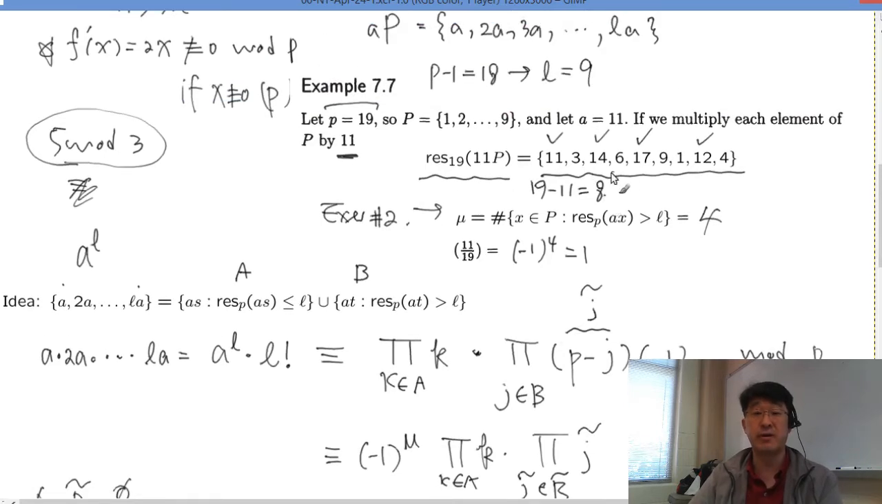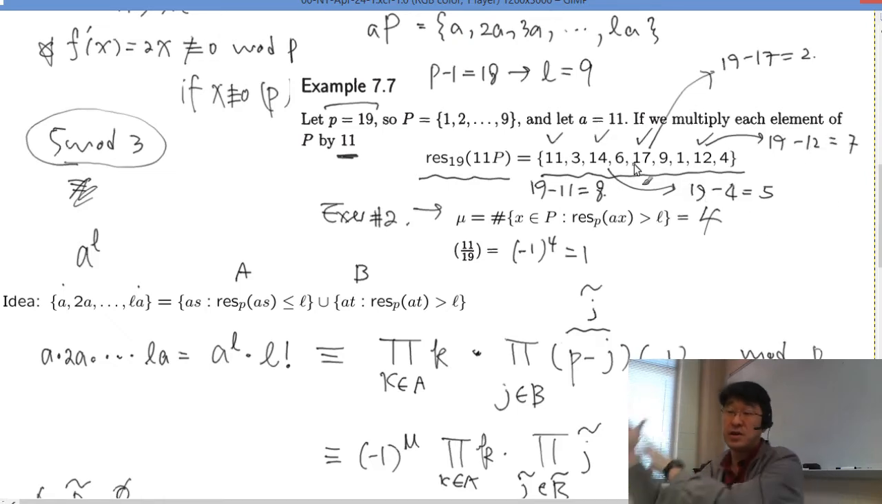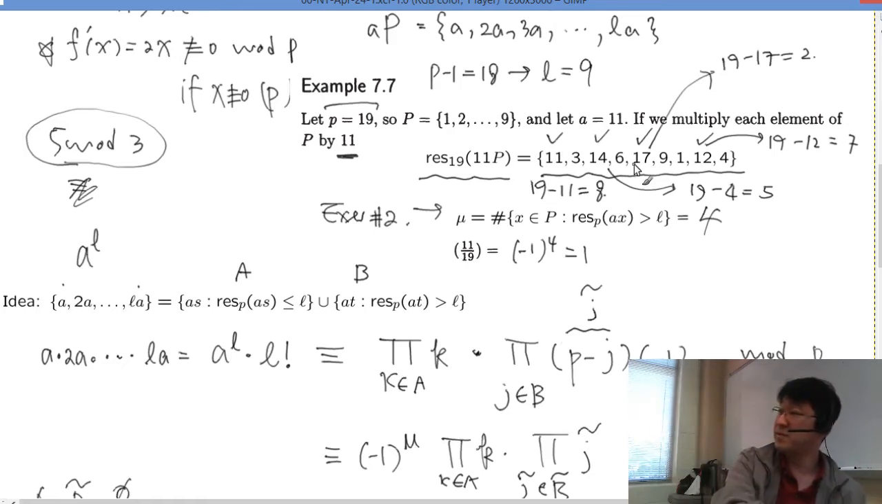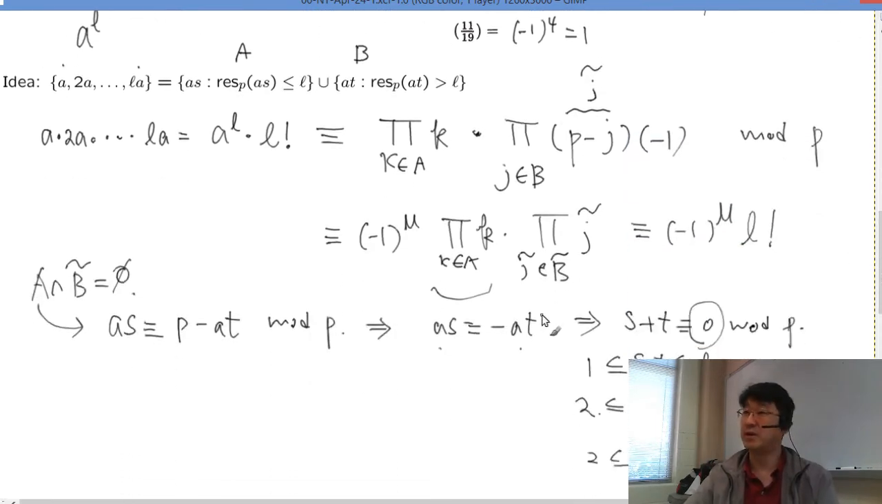So if you can actually see that, let's check the overlap. 11 got 8, right? What is 14? 19 minus 14 is 5. There's no overlap here, right? How about 17? 19 minus 17, that's 2. There's no overlap with 2 here, right? 12, 19 minus 12, 7, right? There's no 7 overlap. So if you look at this larger one and flip the sign, it all fills in the perfect half residue system. So they become L factorial.